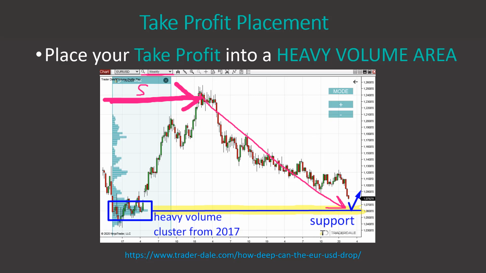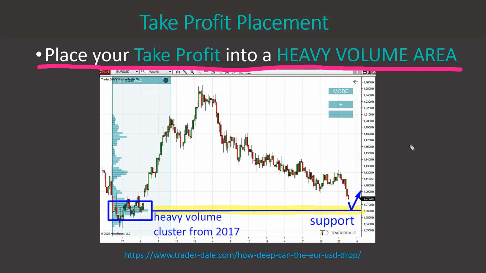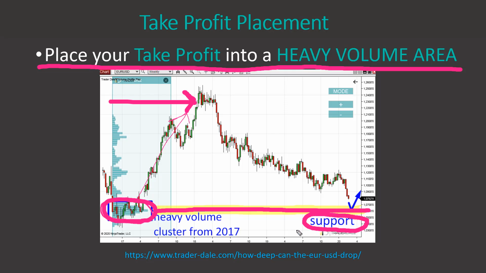And why I'm showing you this is because I want to talk about take profit placement. There is only one rule for take profit placement, and the rule is place your take profit into heavy volume area. So the short was from here, and this was a heavy volume area from which the strong uptrend started before. So heavy volumes, you now know that heavy volumes represent strong support and resistance zones, right? So this was a potential support.